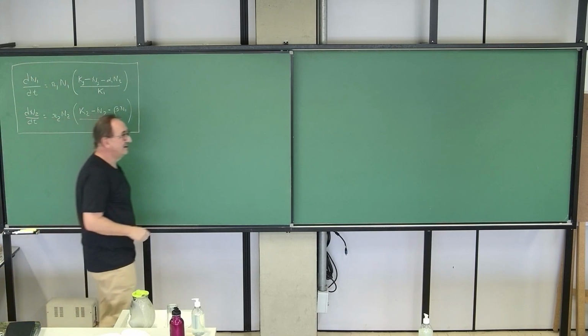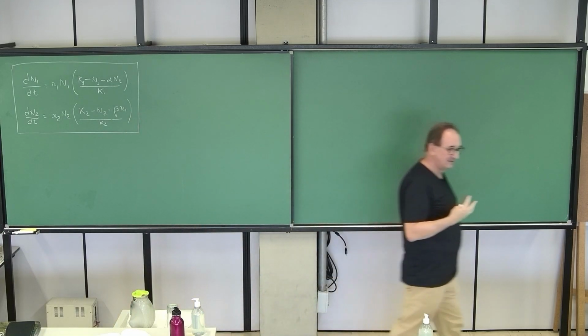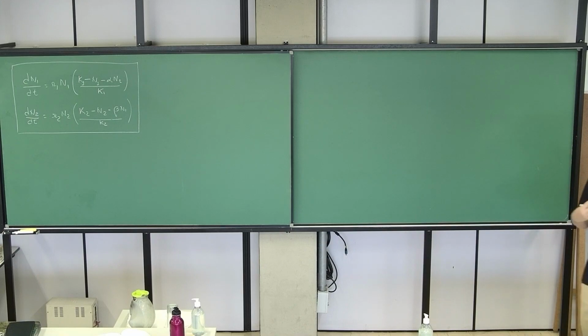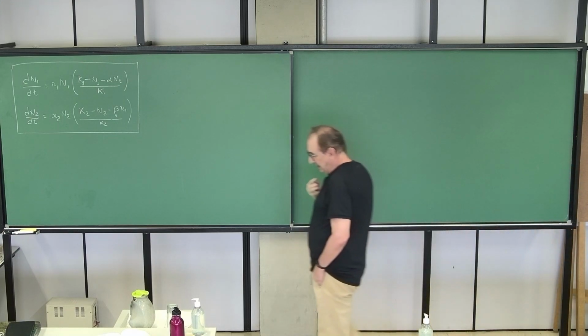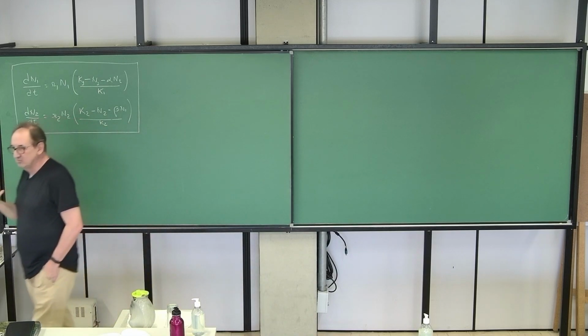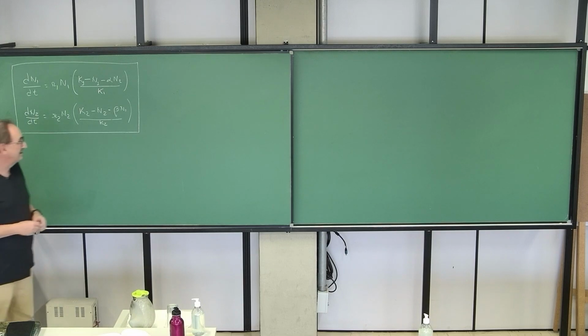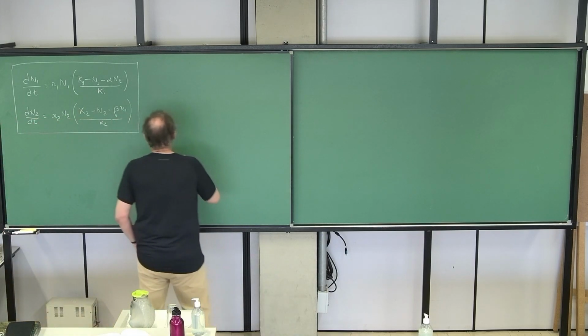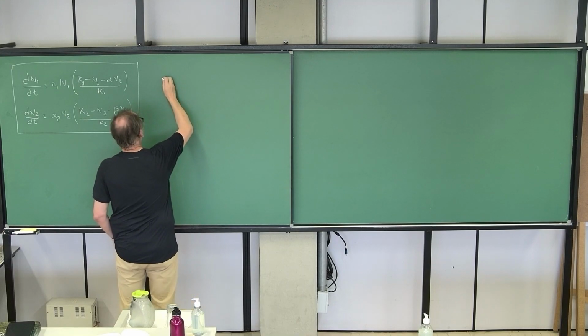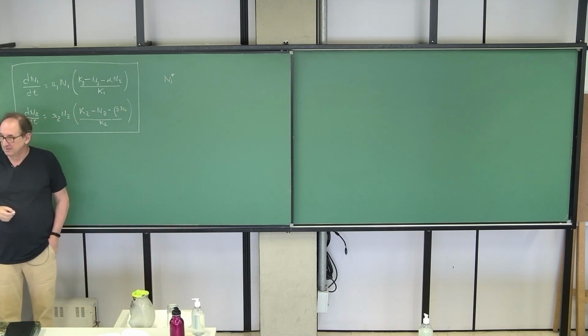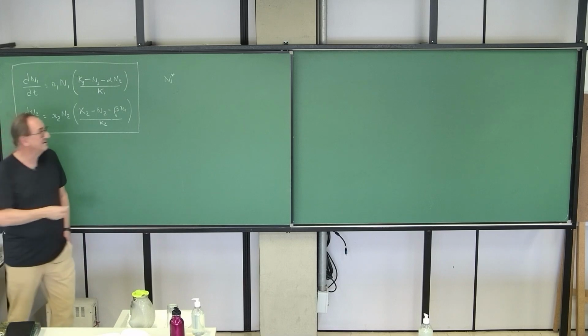And we found 4 fixed points. So the fixed points are the values of N1 and N2 such that if you have the population at those values, it won't change. It will stay there, okay? Which means that the time derivative is equal to 0, okay? And we found that we had 4 fixed points, which I denoted by a little star here, so to say.